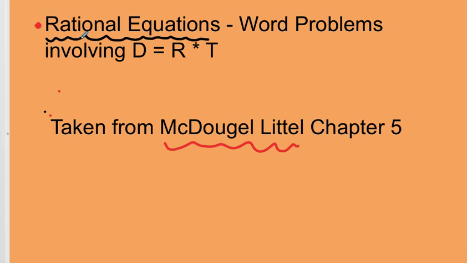I want to remind you that a rational equation is any equation that involves a fraction that has a variable in the denominator, or a variable in the top as well, which could be considered rational. But we're going to look at an example involving distance equals rate times time.